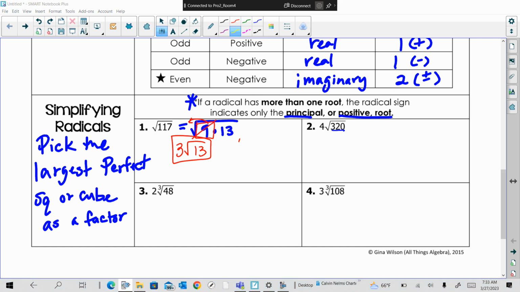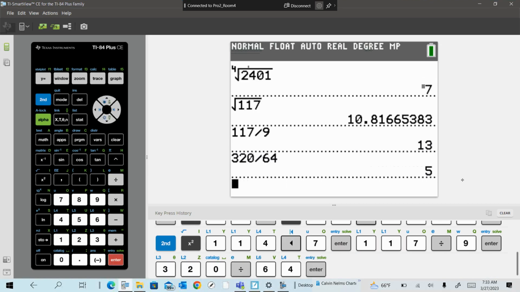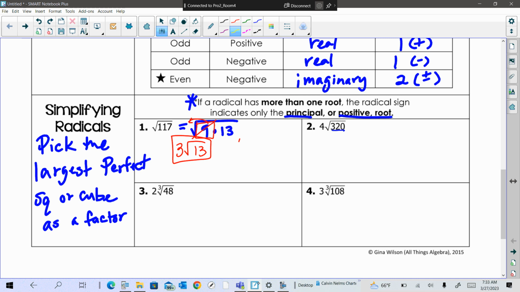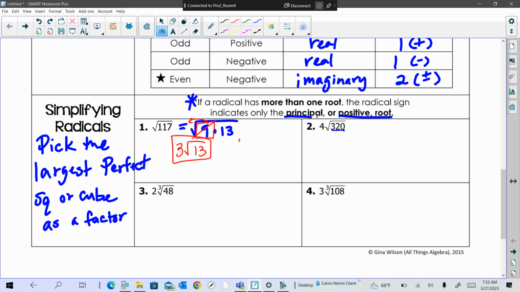So 320 divided by 64 gives me 64 and 5. So those are the two factors we're using. So when I write this, notice that this 4 is already on the outside here. So it stays on the outside. So the 4 stays there. Underneath the radical are the factors, 64 times 5, like that.